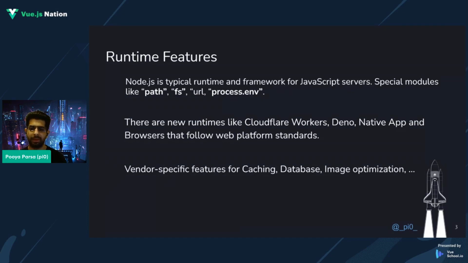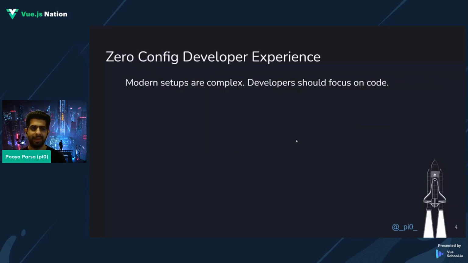And based on the target that we are deploying to, there are some vendor-specific features. Some platforms support their own caching system, their own database integration, their own system for optimizing images, which are amazing, but they differ in how they are implemented. The goal of Nitro project at the beginning was to make it abstracted, make it possible to write one-time code that is not targeted for any environment or vendor, but works with any vendor. So that's the challenge. And like anything else in the Nuxt.js ecosystem, we wanted to have a zero config experience.